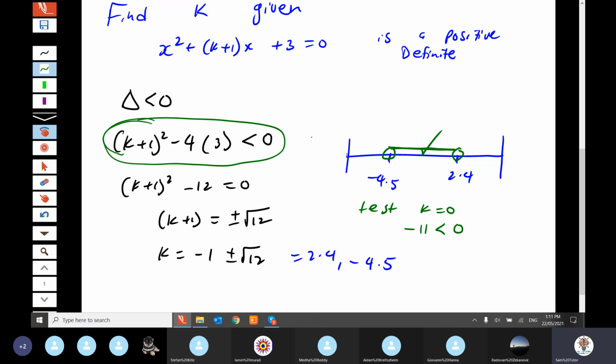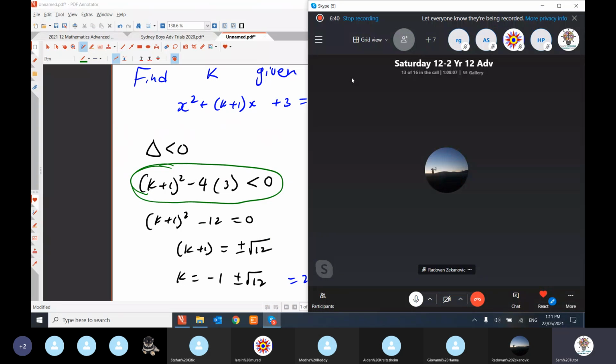So what's the answer I'm looking for? Answer. Here we go. Negative 1 minus root 12 less than k less than negative 1 plus root 12. That would be worth 2 marks, maybe 3 marks because I made it into a root 12 like that. The recording, your turn to talk to me.